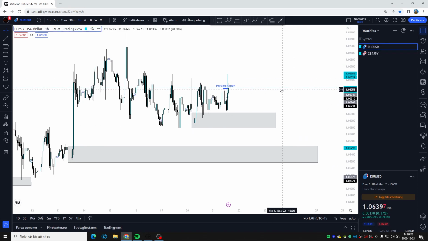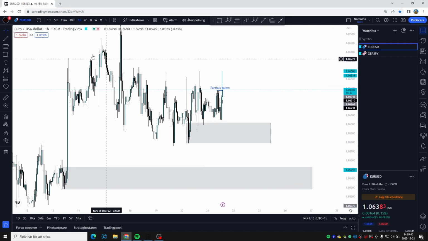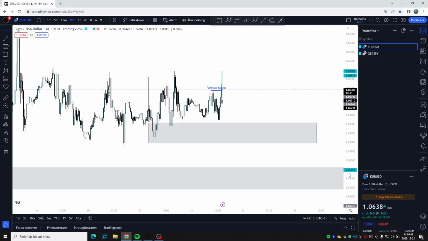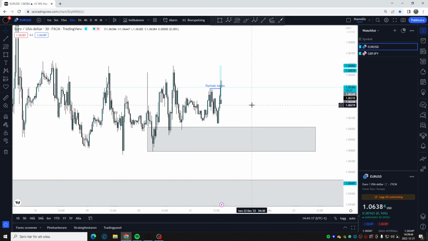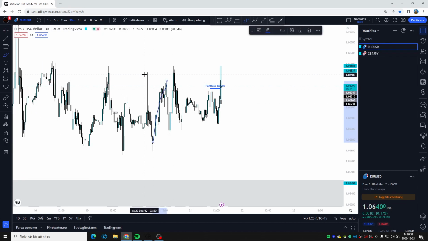And this is a little trick that we have been using on the G-line for a long time now. And we do this on entries and everything, zones, POIs, everything. So as you can see here, we have an up move. We didn't break the high, but as you can see, the imbalance is down here.